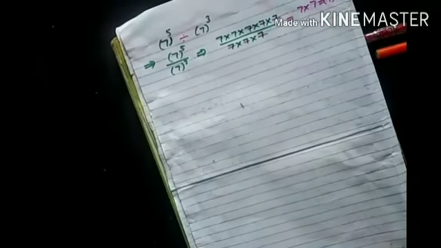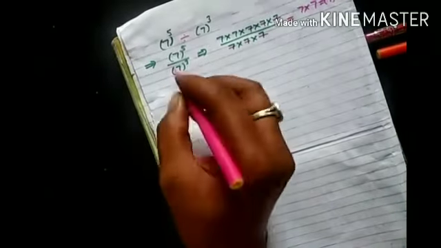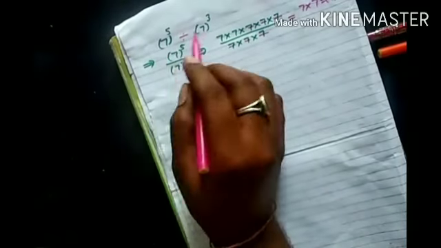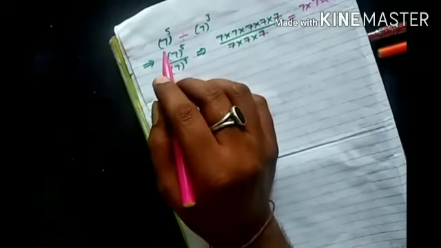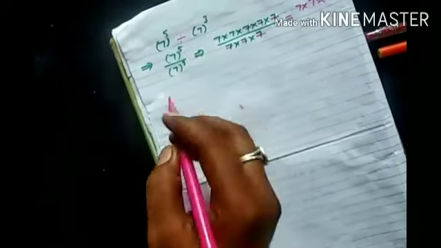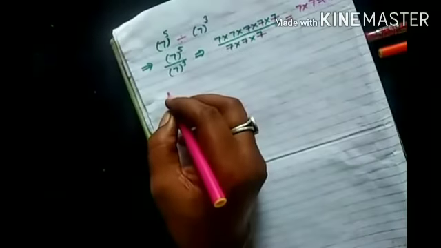Now you will see that in both these exponents the bases are the same and the operation applied between the two is division. Okay, now I will take another example.